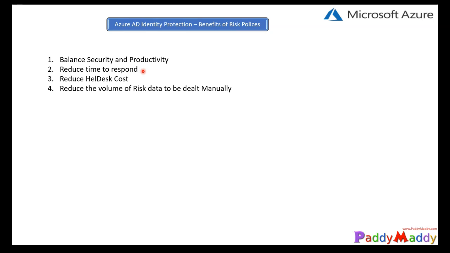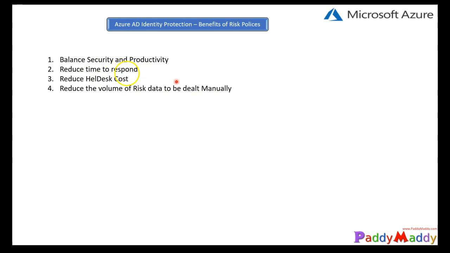Number three is reduced calls to the help desk, so that you are controlling your cost management too, with the automated policies that you can configure, instead of the help desk manually performing some kind of actions. Instead of that, you can configure your policies to automatically remediate those risks.